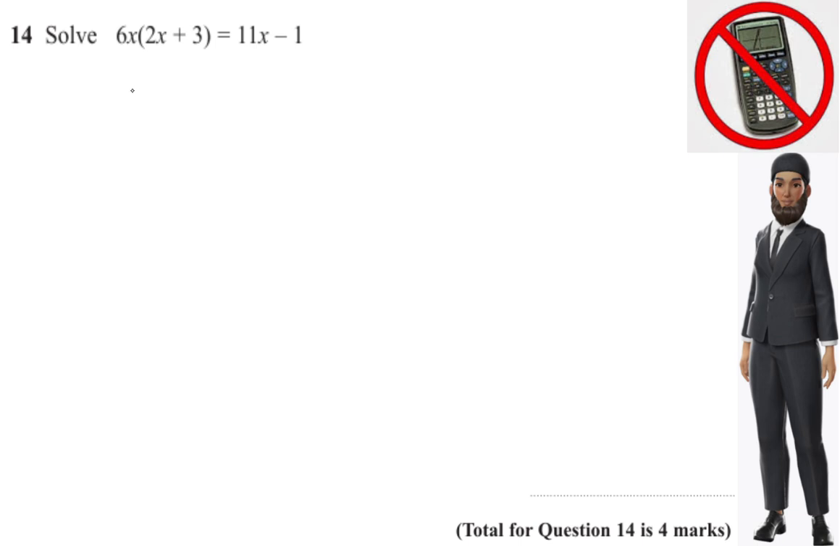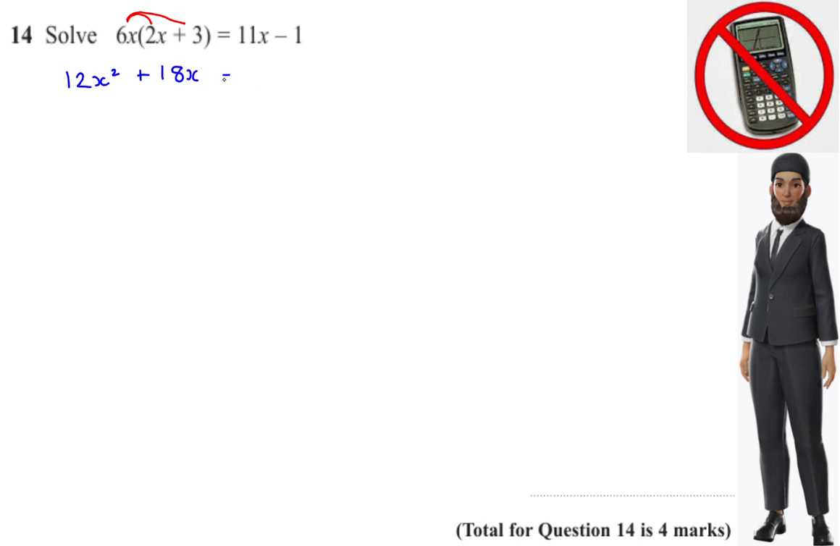It's asking us to solve this equation. Now you've got 6x multiplied by this bracket, which is 2x plus 3. Well, we need to expand each one of these terms. Let's multiply this with this, followed by this with this, and then what you'll end up getting is 12x squared. 6x times 2x is 12x squared, and then 6x multiplied by plus 3 will give us 18x.